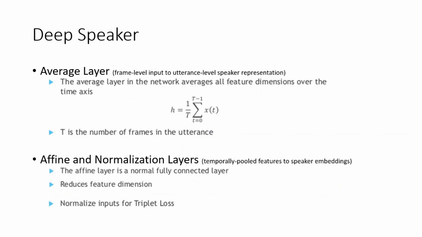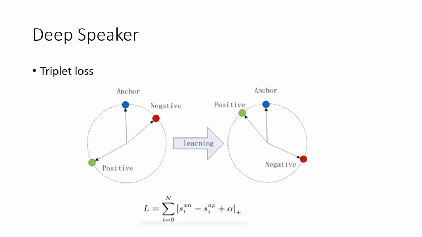Just a few words about layers that were used in the pipeline: an average layer that just averages all feature dimensions over the time axis, and some affine and normalization layers. And the whole model was trained with a triplet loss. So having a sample, like an anchor, and also a positive and negative example, the model tried to minimize the distance between positive and anchor samples and maximize the distance between negative and anchor samples.